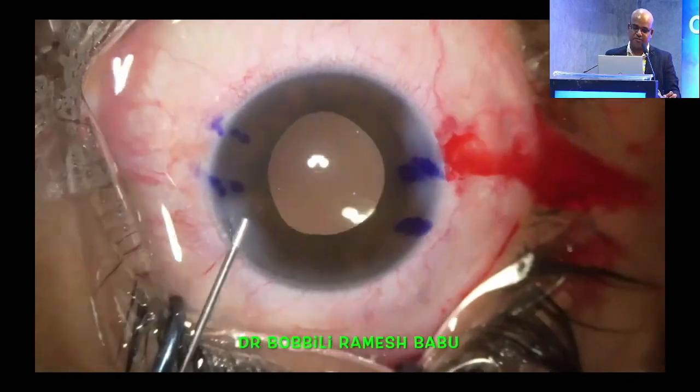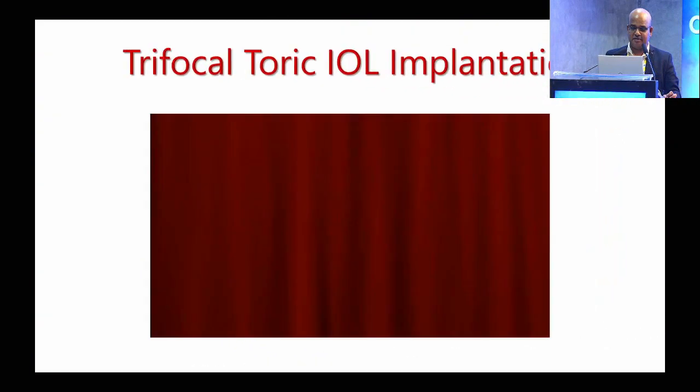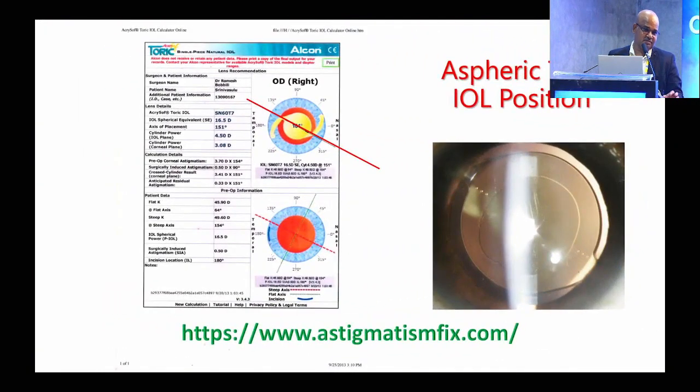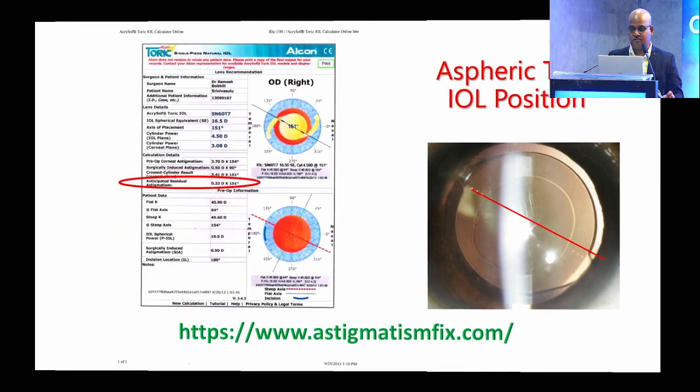We need to make sure that the chamber is watertight. Any loss of fluid can cause shallowing of the chamber, which can again rotate the lens and alter the results. This surgery was done way back in 2013, and this was the result. If there is any change in the lens position, again we can fix it using astigmatismfix.com.